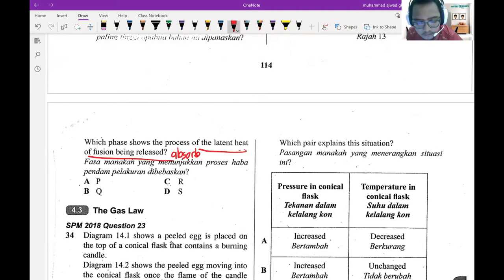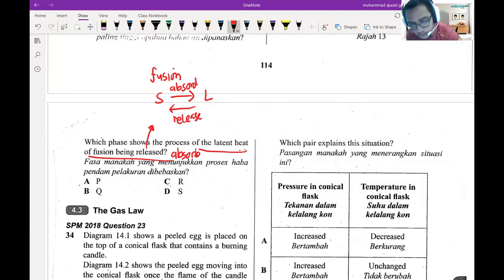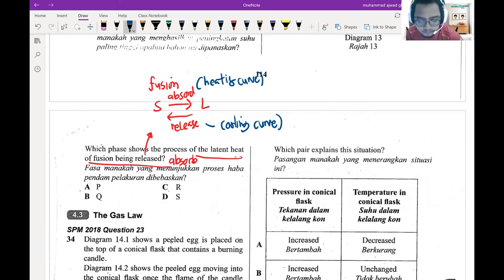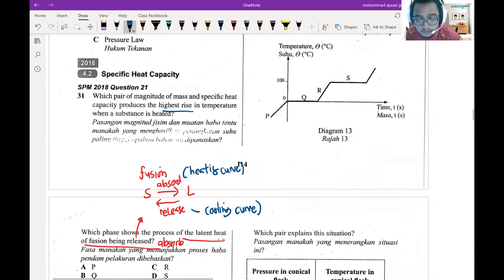Kenapa tak boleh release? Sebab release only happen when liquid change to solid. Okay, kita balik fusion. So what is latent heat of fusion? Fusion is solid change to liquid. It is absorbed from solid to liquid. It will be released liquid to solid. Bahasa mudahnya, kalau absorb, heating curve. Kalau release, it will be cooling curve. Soalan tak tepat ni.